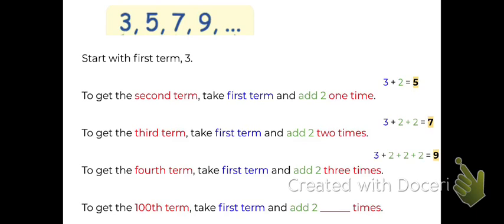So to find the 100th term, you take the first term and I add 2. How many times? Notice to find the second term, I'm adding 1 time. The third term, I'm adding 2 times. The fourth term, I'm adding 3 times. To find the 100th term, I'm going to add 2 99 times. Or instead of saying 3 plus 2 plus 2 plus 2 plus 2 99 times, I could write it as 3 plus 2 times 99, and see what the number is.